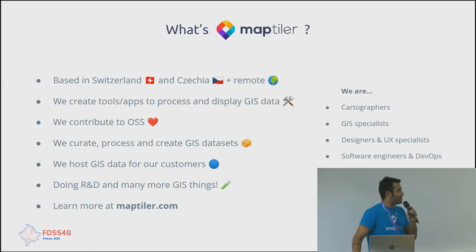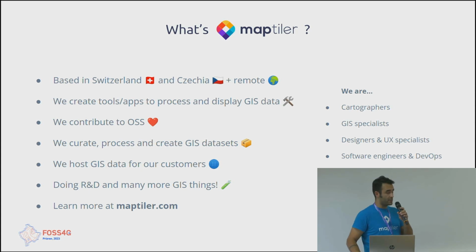So first, I'd like to start with a small introduction of what MapTiler is as a company. One slide. We are based in Switzerland and Czechia, but we also have many people remote across Europe and recently also in the US. We create a lot of tools and applications related to displaying GIS data. We do quite a lot of open source contribution. We curate, process, and create GIS datasets as well. As a business, we also host GIS data for our customers, and we are doing quite a bit of R&D and many more GIS things.